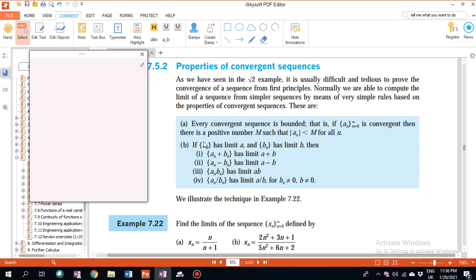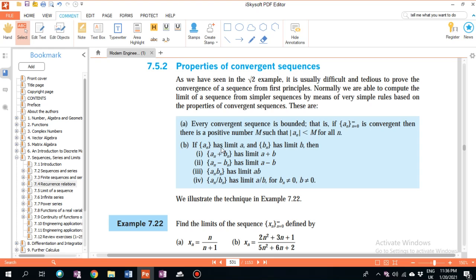So the main concept is, if you have two sequences, a_n, for example, has a limit of a, okay, we know there's a convergence limit of a, and b_n also has a limit of b. If a_n plus b_n, the limit is a plus b. If a_n minus b_n, the limit is a minus b. If a_n times b_n, the limit is ab, and a_n divided by b_n, the limit is a over b, with b not being 0, if not it's undefined.